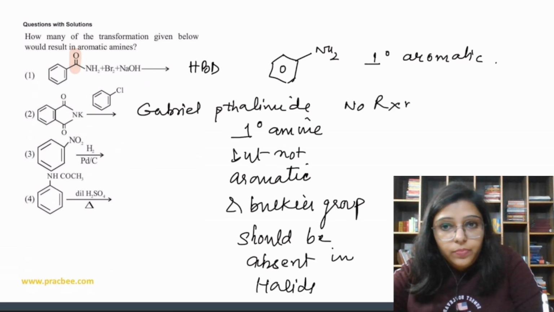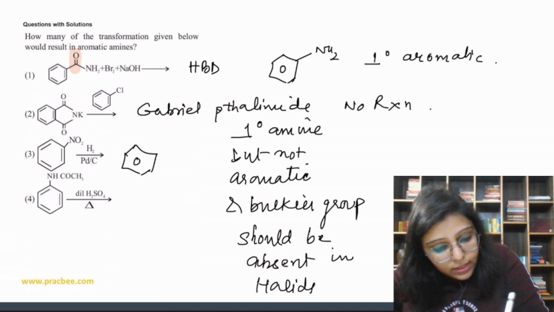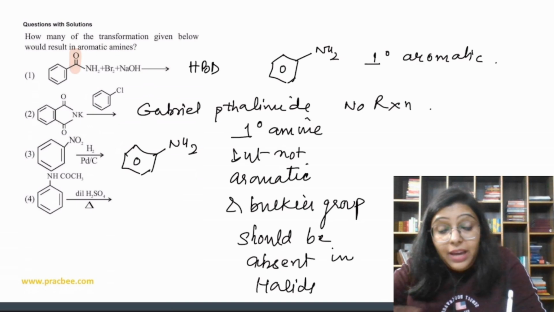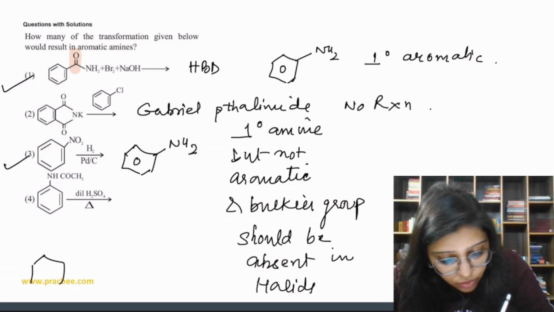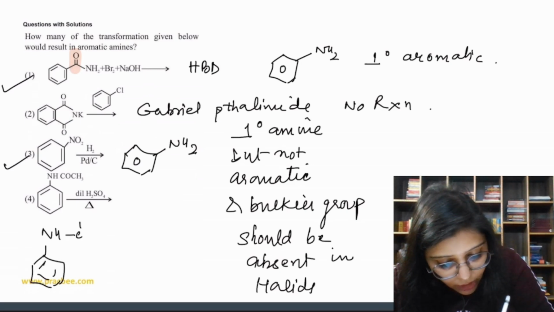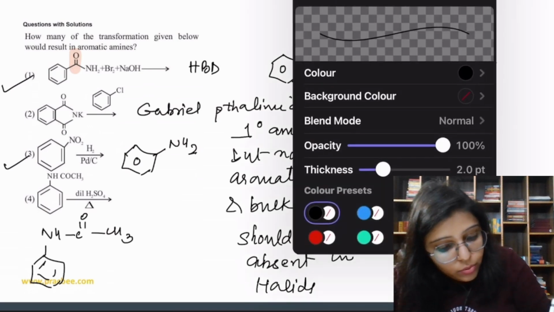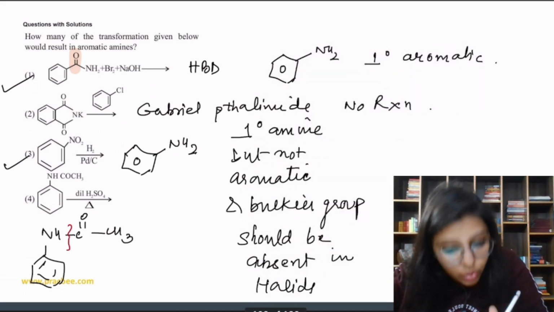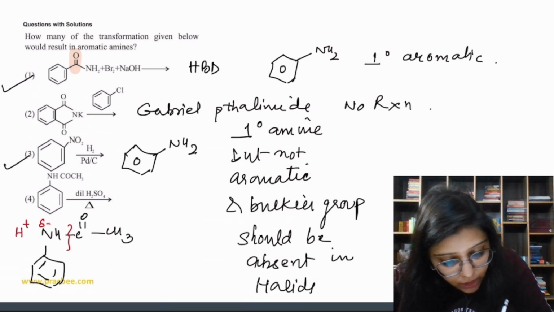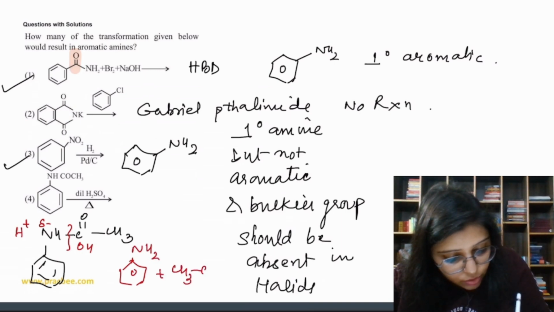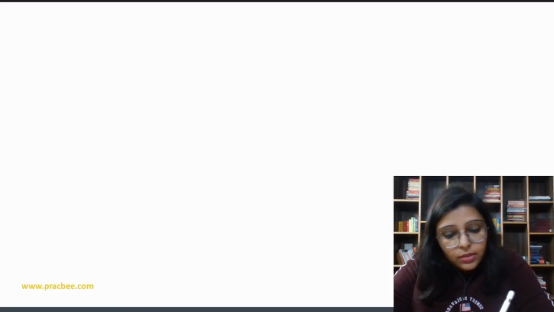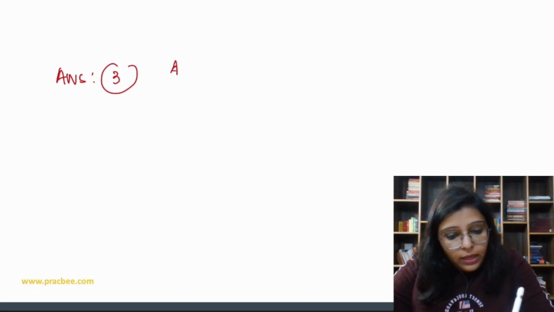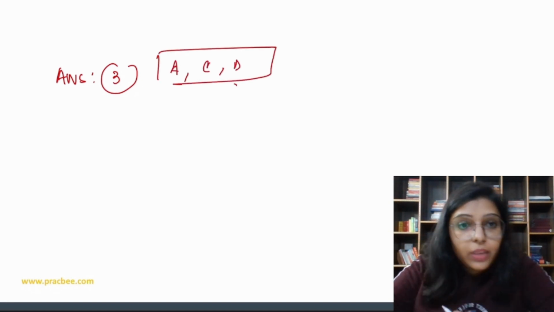In the second one, no reaction. Now let's check the third. So that's a reducing agent. So in place of NO2 we have NH2. So 1 degree aromatic amine, yes. Then dilute H2SO4. So we are going to do hydrolysis. In hydrolysis, what are we going to do? We are going to break the amide linkage, as nitrogen is more electronegative. So we put H plus over here and here we put OH. So we get NH2 plus CH3COOH. So how many of the transformations would result in aromatic amines? The answer is going to be 3: A, C and D.